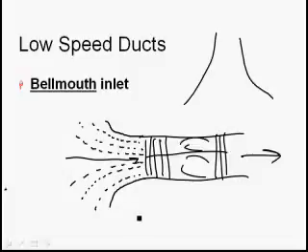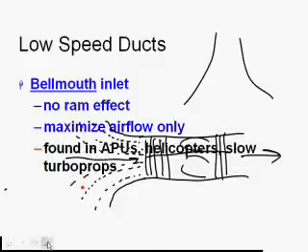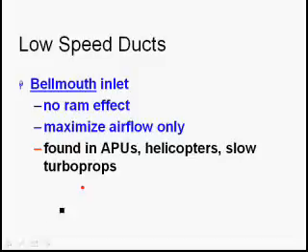The downside to the bell mouth inlet is that it does not increase the pressure of the air, but it does allow you to get the greatest amount of airflow when you're not trying to shove it in. We'll get to it here shortly. If we're flying fast, say above 0.6, we're going to be shoving plenty of air into the engine, but below that, we're not going to worry so much about how much pressure we can get out of the intake, but the fact that we can get plenty of air. And you're going to find bell mouth inlets on APUs, because they go slow, and helicopters, because they go slow, and really slow turboprops.